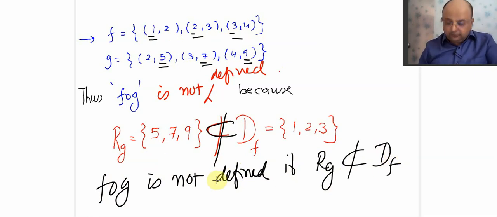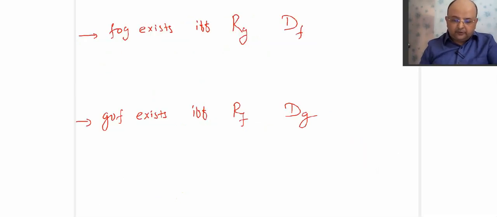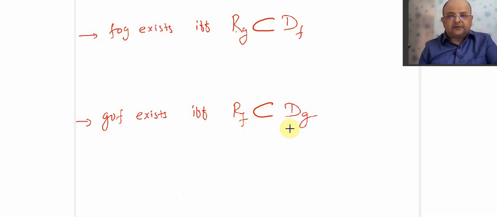Done. So when can I say that it is defined? It is a subset of domain of f. Simple. So now I go for it. Fog exists if and only if range of g is a subset of domain of f, and gof exists if and only if range of f is a subset of domain of g.